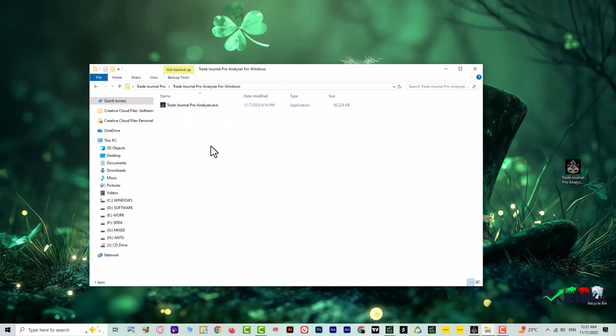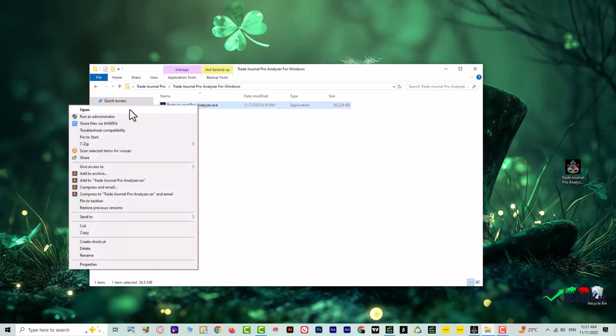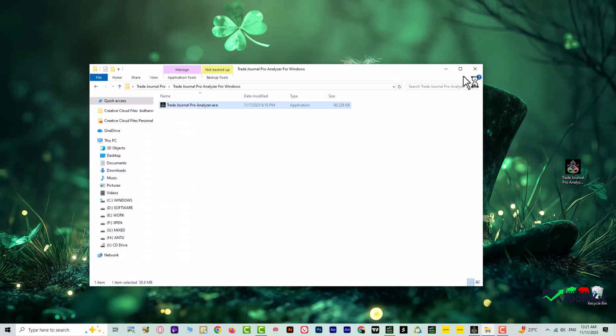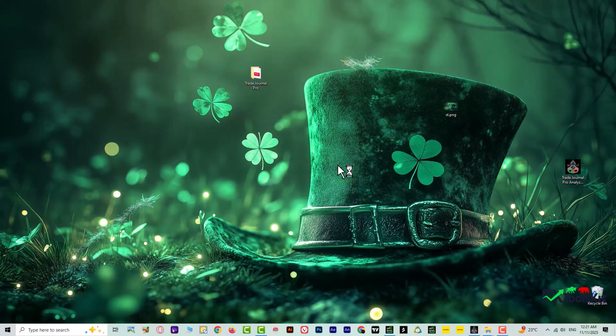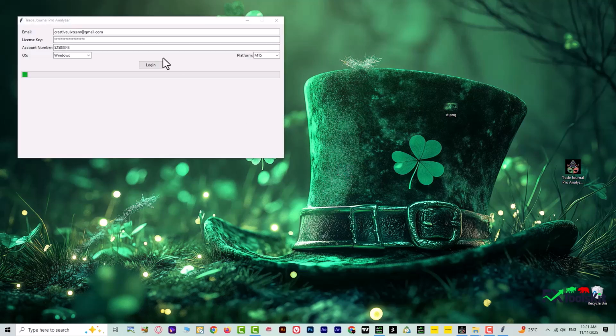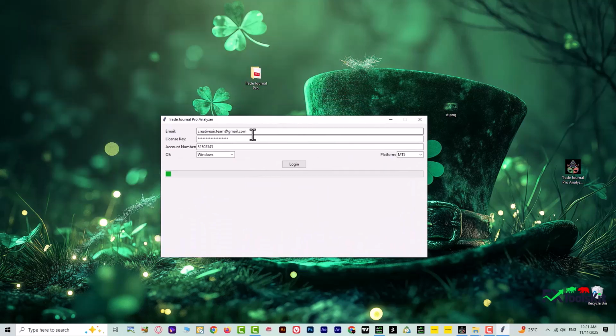Now open the analyzer. If you are a Mac user, open the analyzer by right-click, or move the analyzer into Application and then open it by right-click. Now put your email address, license key, and account number of the MT4 or MT5. In the OS, select Windows if you are a Windows user. Select Mac if you are a Mac user. And then select the MT4 or MT5 platform of your account and click Login. After that, it will check your license and other details.